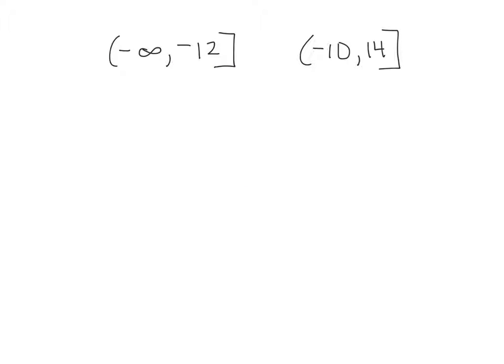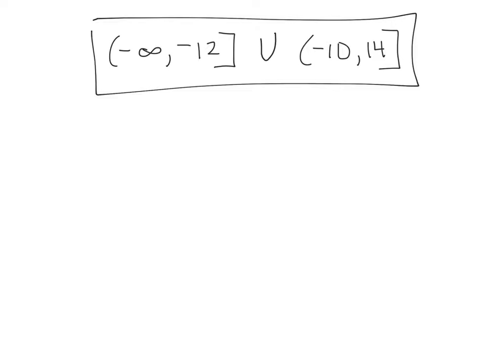We had two intervals that, when we tested a value within them, worked for the inequality. So we have two intervals that are a part of our solution. So our answer is negative infinity to negative 12 and negative 10 to 14. Since both of these intervals are included, I'm going to use a union sign to write my final answer. And this is my solution in interval notation.